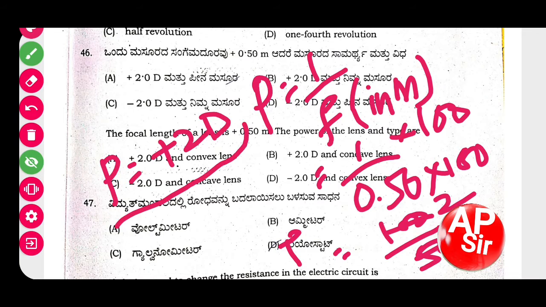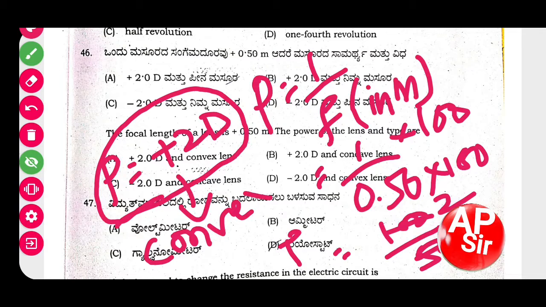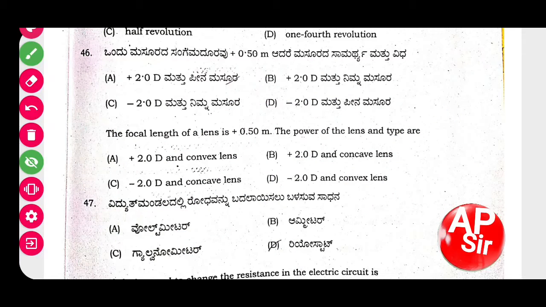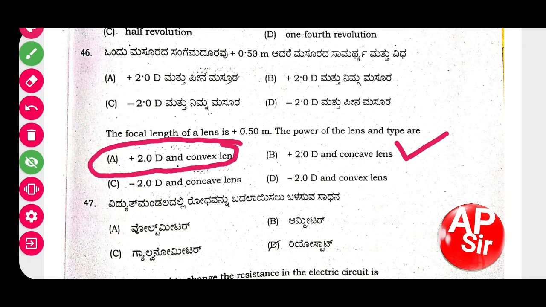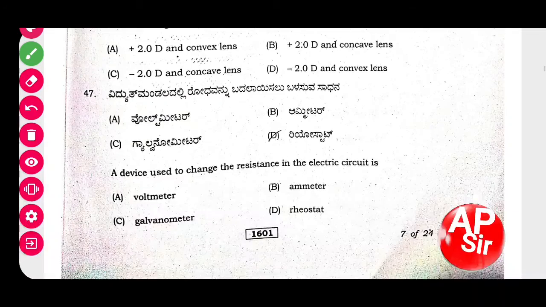Keep in your minds, kids, if the power is plus, then 100% it is a convex lens. So our answer will be the first option, that is plus 2.0 diopter, and it is a convex lens. If it is negative, then 100% your answer will be concave. Okay, we'll move to the next question.